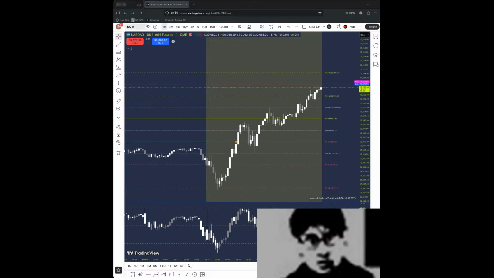A pull back to maybe POC would be beautiful. 728 area. Looking at that 1005, 1006 candle on the Qs. 29,980 would be an ideal exit zone for them to pull back and still be bullish.